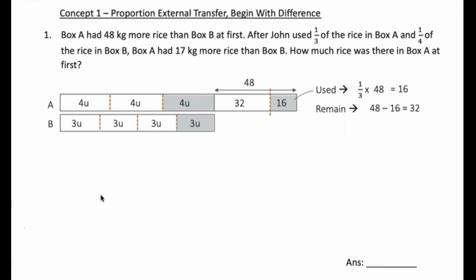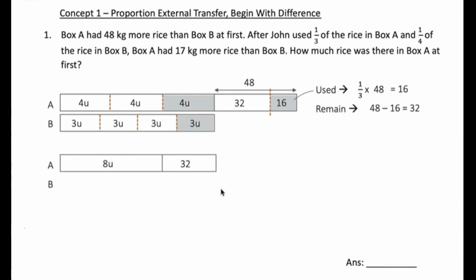Redraw means you redraw what is left. You have already used up all the shaded part, so the unshaded part is what is left. So I'm going to redraw the unshaded part. For A, I'm left with 8 units and 32, right? 8 units, 4 plus 4, 8 units, and then 32. And for B, I'm left with 9 units.